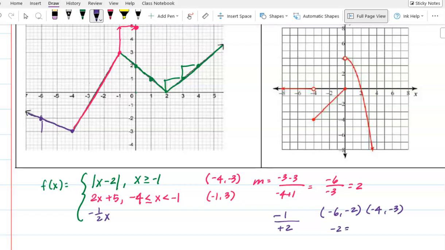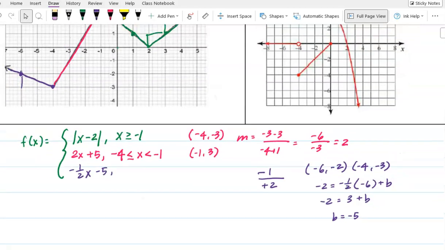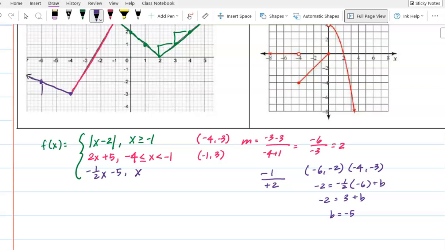I could just put one of those points into y equals mx plus b. M is negative 1 half, and the point is negative 6, negative 2. Solve for b. Negative 2 equals negative 1 half times negative 6, which is 3, plus b. B equals negative 5. And that has to be where x is less than or equal to negative 5.